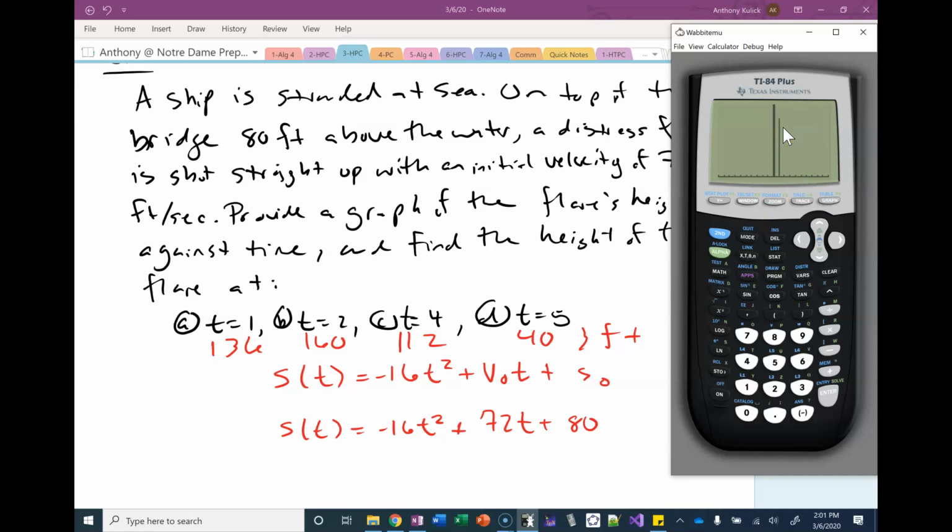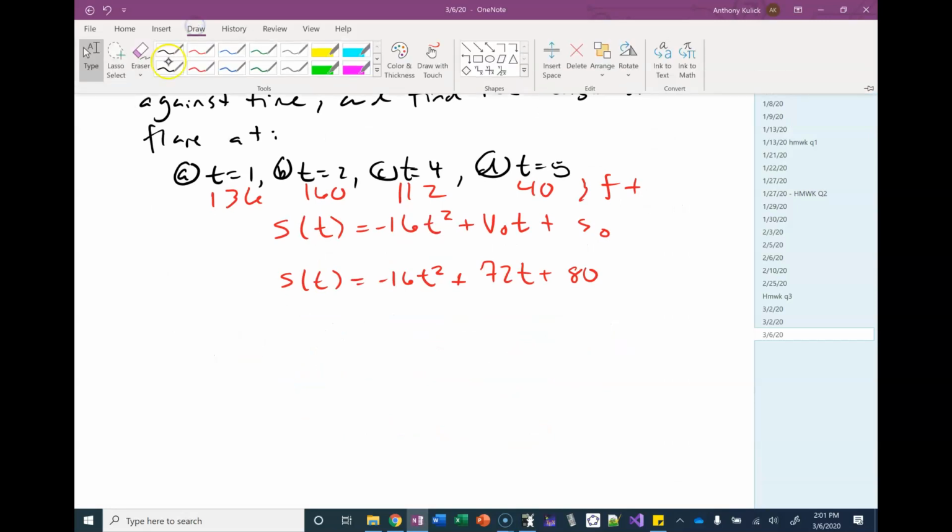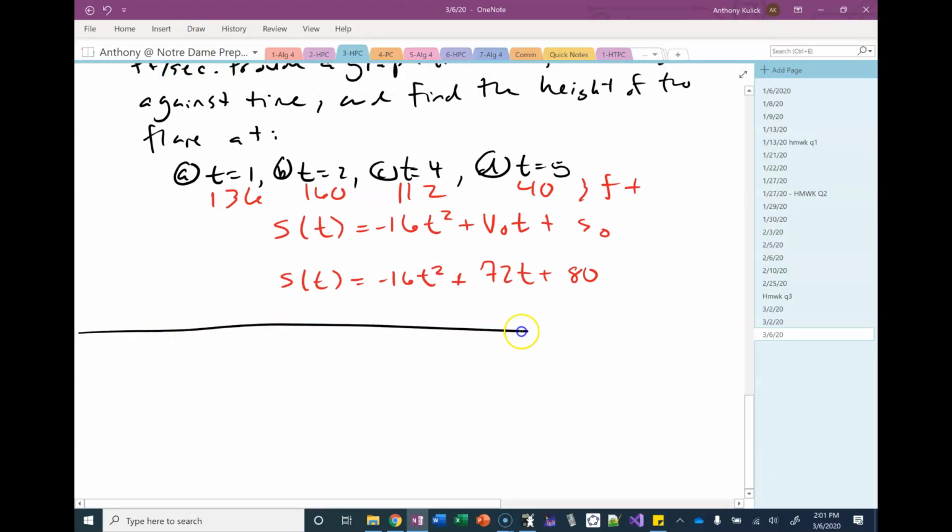Everybody okay there? Shocking, it's just a straight vertical line, because really that's what the flare did. We shot it straight up and then came straight back down. Everybody okay with that idea? Now, using a parametric equation to deal with that kind of situation is kind of overkill, right?